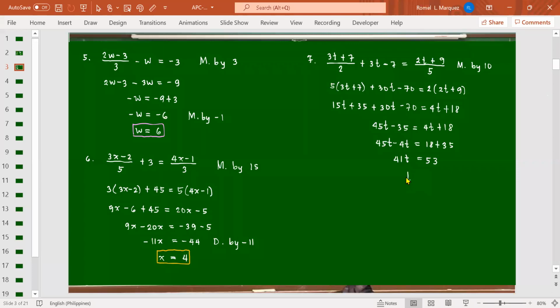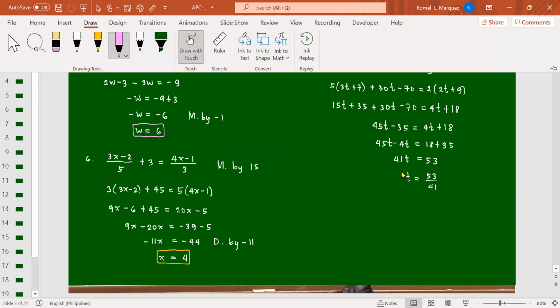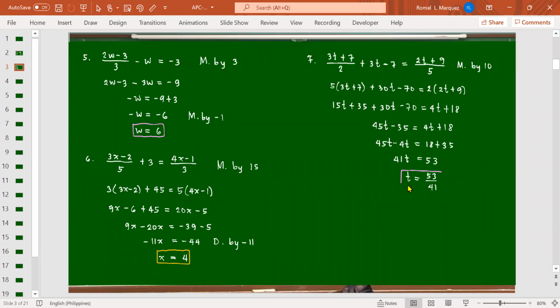So hence we have t is equal to, dividing by 41 each side, 53 over 41. I think we can no longer simplify this. So this is already the solution. Okay?